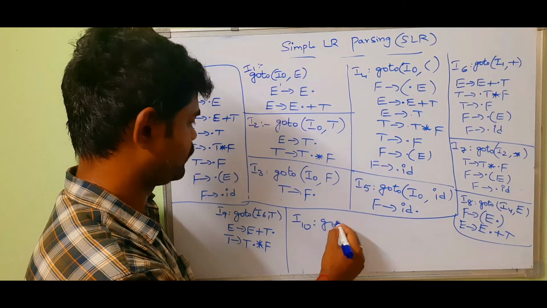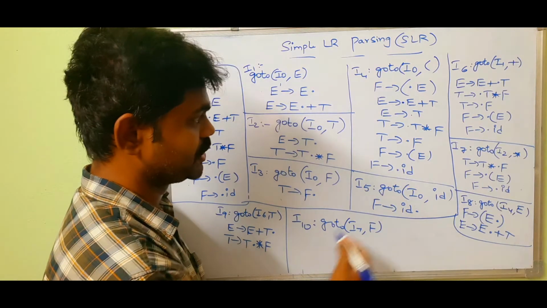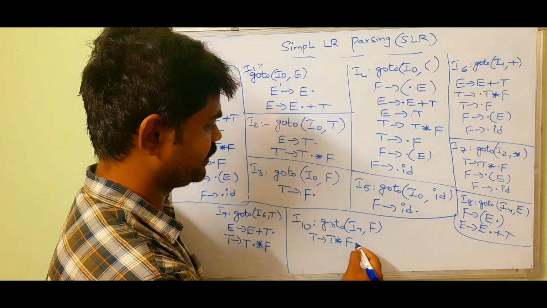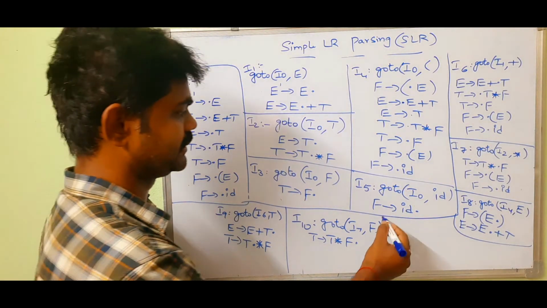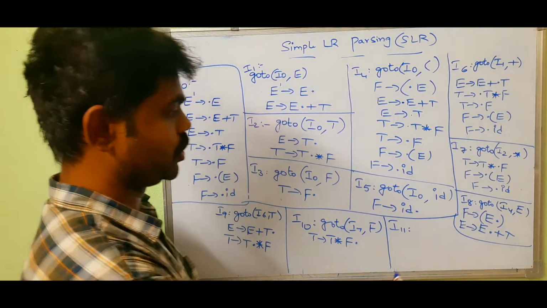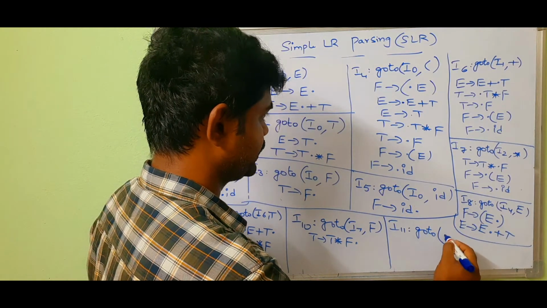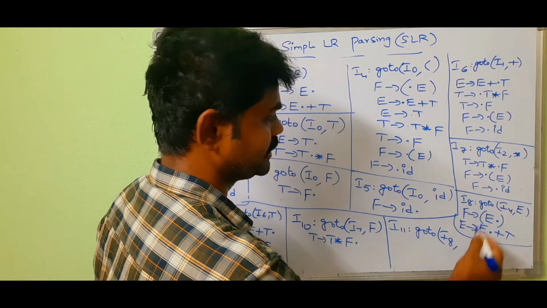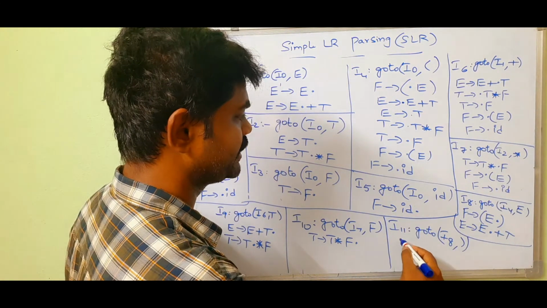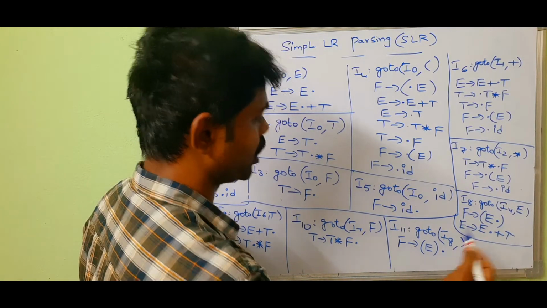So go to of I7 comma F. So what do we get here? T tends to T star F dot. This is I10. Next I11. So go to of I8 comma right parenthesis. So what do we get? F tends to E right parenthesis dot.